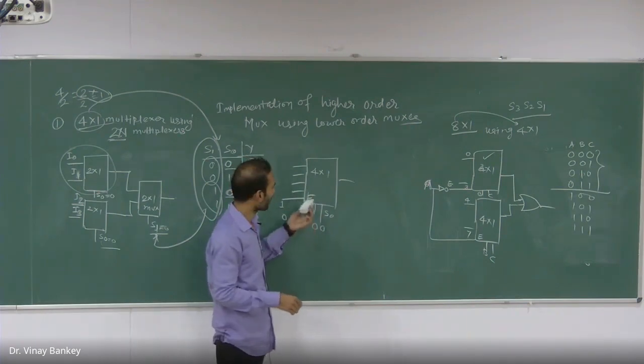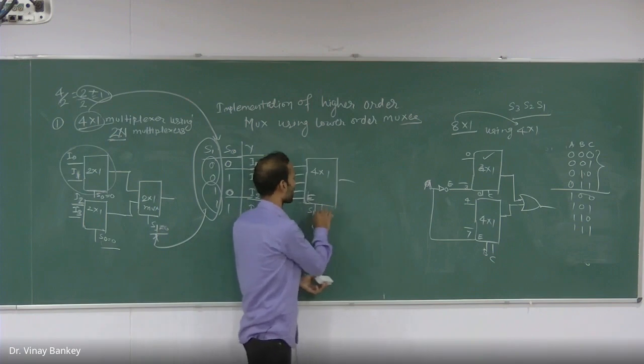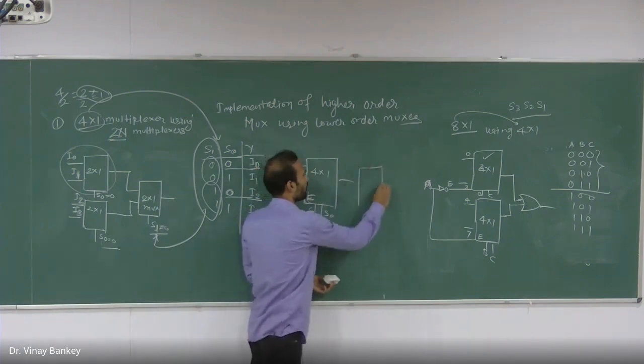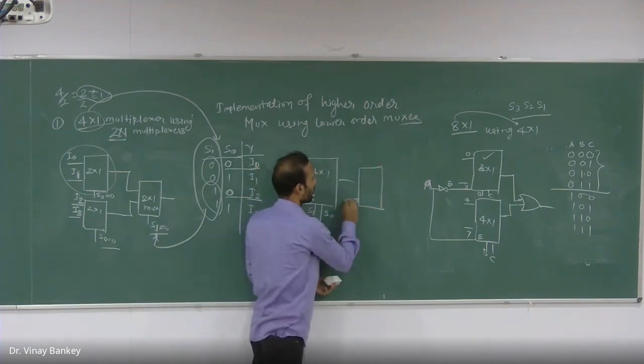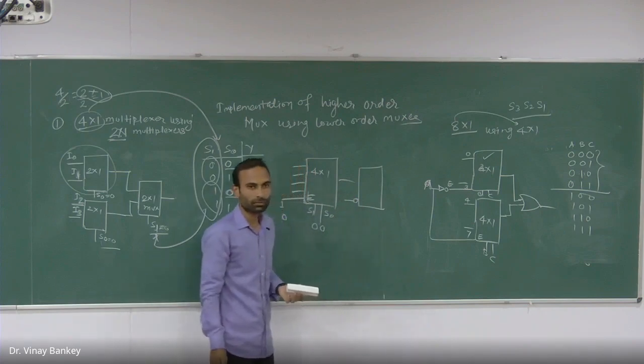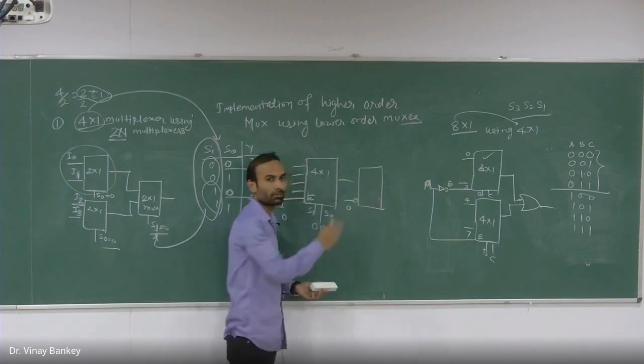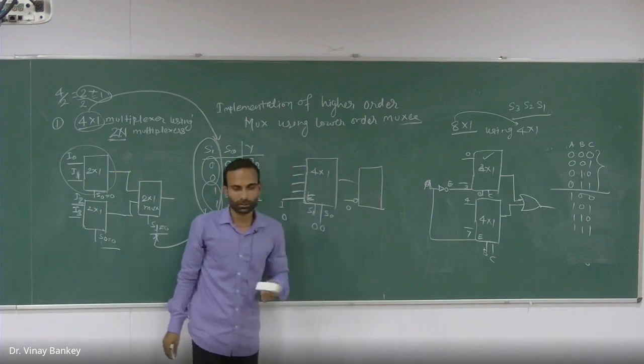So there are 2 types of enable, active high and active low. Sometimes a few ICs come like this. They are active low enable. Whenever you apply 0, only then will they work. Correct?